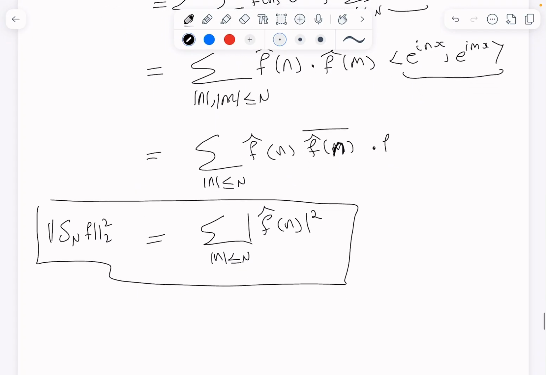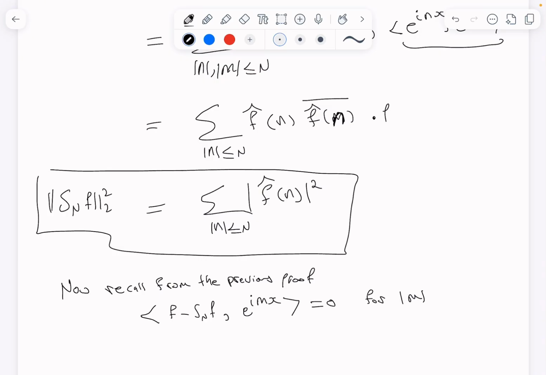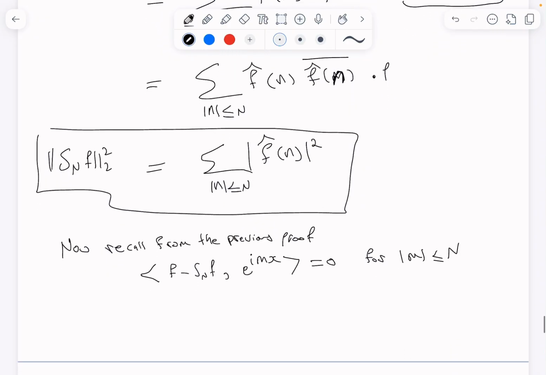With this observation, we can pretty much finish the proof, and let's see why. So now recall from the previous proof, we've shown that f minus SNF, when you inner product this with e to the I m x, this is 0 for m less than or equal to n. So this is literally what we proved in the previous proof. In particular, f minus SNF is orthogonal to e to the I m x.